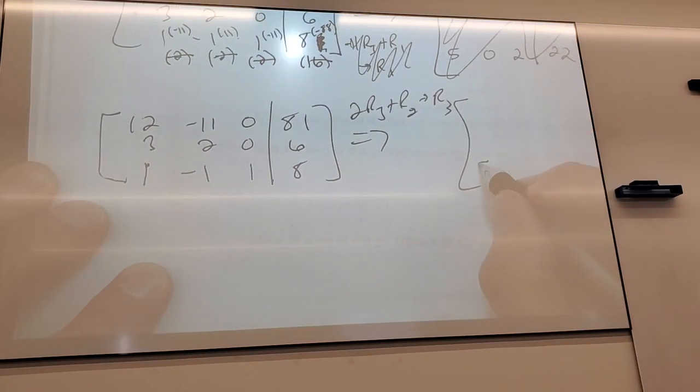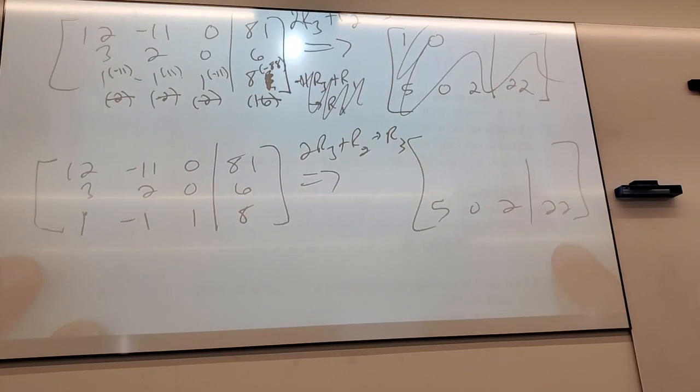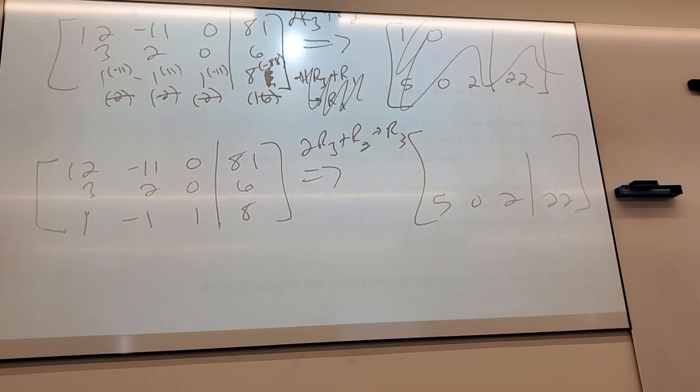So this created 5, 0, 2, 22. That's fine. That piece was fine. So here's where things can get kind of nifty.